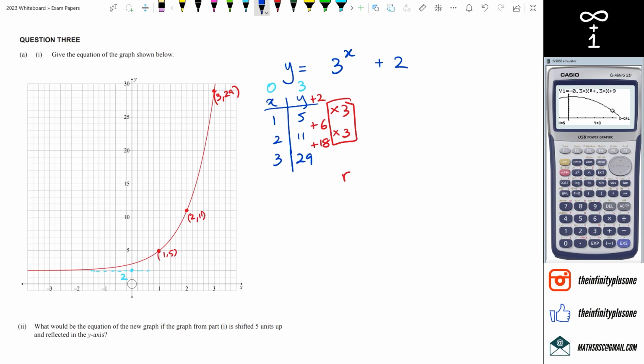The next part of the question says shifted 5 units up and reflected on the y-axis. So we are going to get y is equal to 3^x plus 2. Now let me see if I can show you guys this on Desmos. I know you guys don't have Desmos in your exams, but it does help understand real quickly what to do here. 3 to the power of x plus 2.